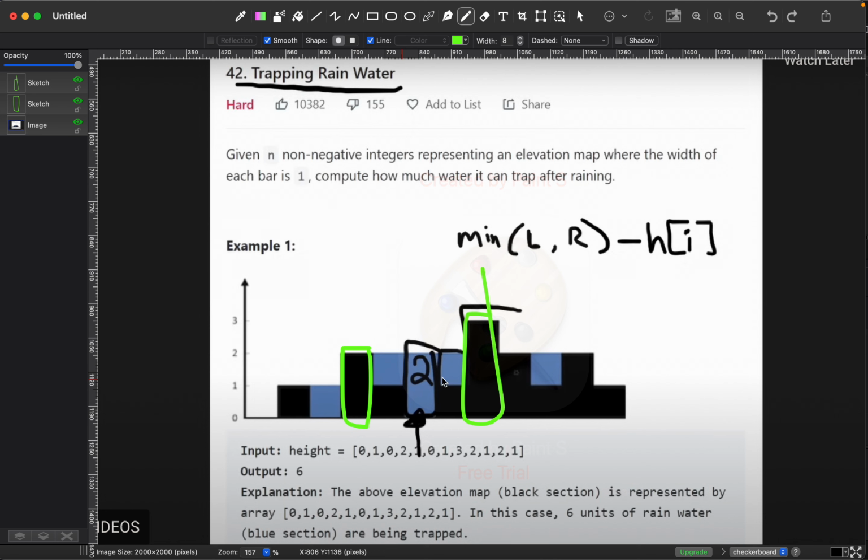For here is this plus this. For here is this plus this plus this. For this is basically this plus this plus this. What am I seeing here? Is there a pattern?